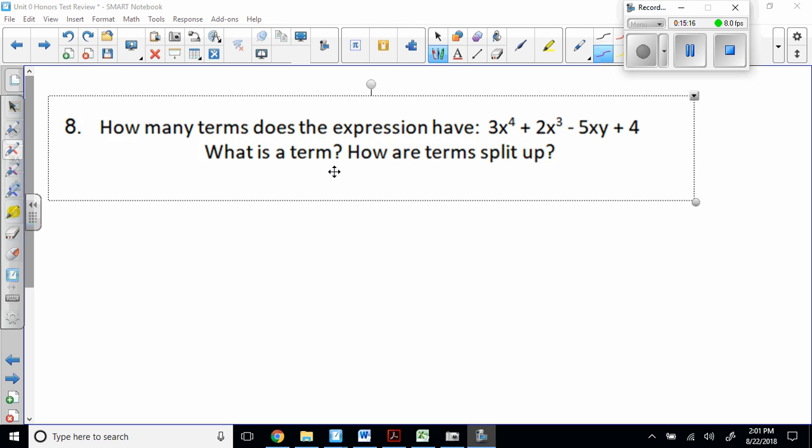It's a number. It's a variable. It's a product of a number and a variable. But they're separated by operations. The operations they're separated by is either addition or subtraction. If they ask you what is the definition of a term, you can say a monomial separated by addition or what? That's right. Separated by addition or subtraction. Okay. How are the terms split up? Addition or what? They want you to understand that that's how terms are split. Correct? All right.